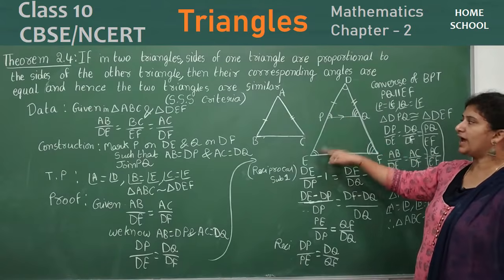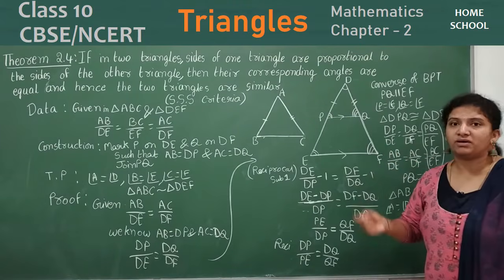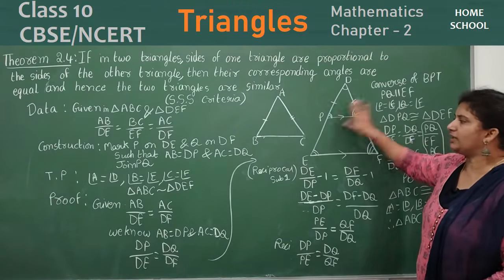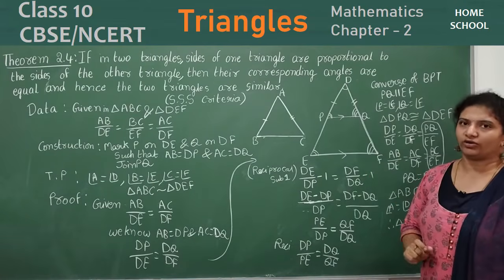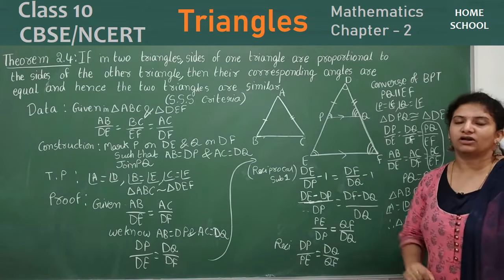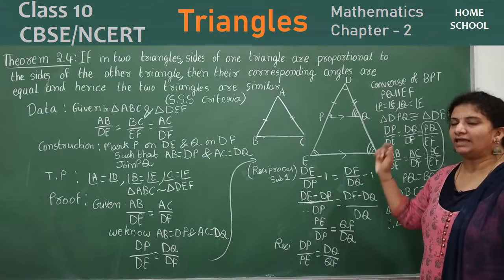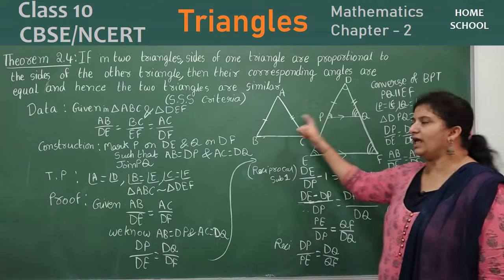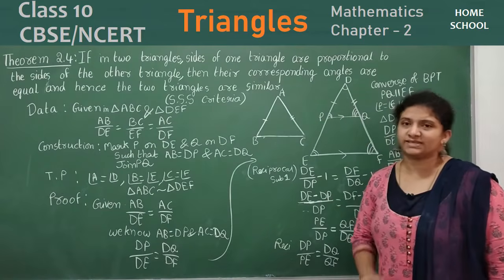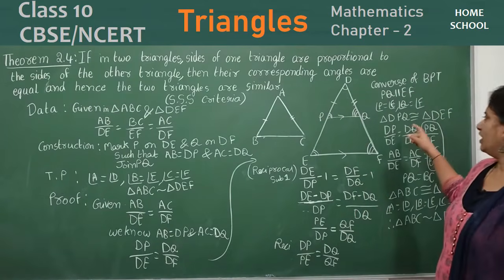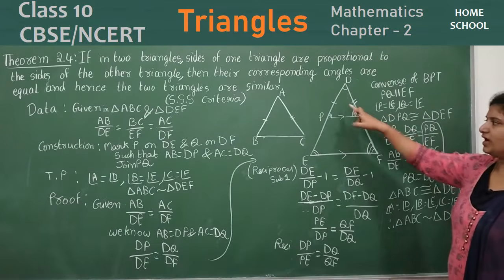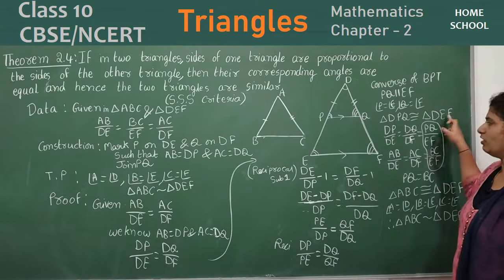If corresponding angles are equal, what do you remember? The small triangle and the big triangle are similar. If these two triangles are congruent, they are similar. So finally, I need to prove with this triangle and this triangle that they are similar. But now what we have done up to here, we have done these two triangles are congruent.